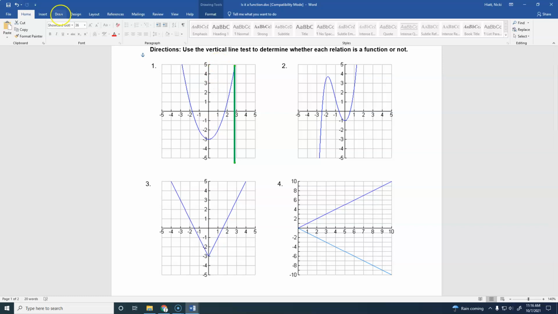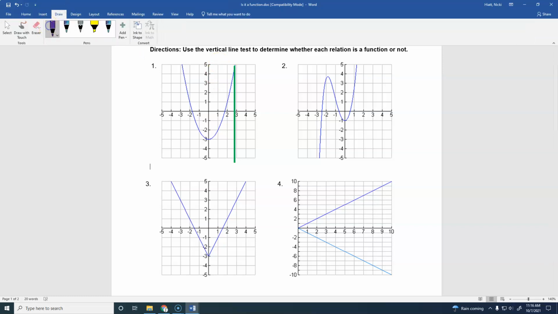Alyssa, what do you think for number 1? Yes or no? It is yes. It is a function, because there's nowhere where this line is going to touch the graph twice. 1 point every place. Nowhere that it touches it twice. Number 2. No. Okay? Wait, it's yes, my fault.